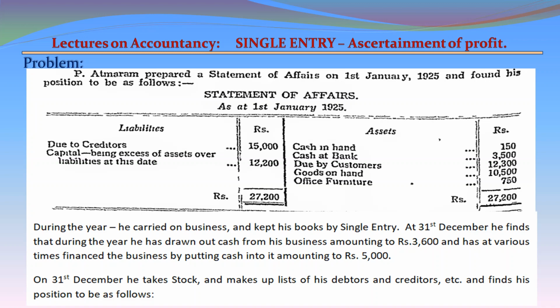Now during the year he carried on business and kept his books by single entry. At 31st December he finds that during the year he has drawn out cash from his business amounting to 3,600 and has at various times financed the business by putting cash into it amounting to 5,000 rupees. On 31st December he takes stock and makes up lists of his debtors and creditors, etc., and finds his position to be as follows.